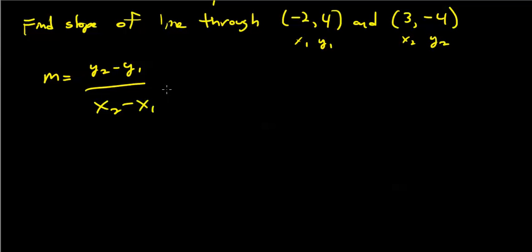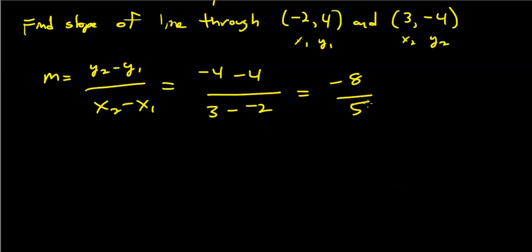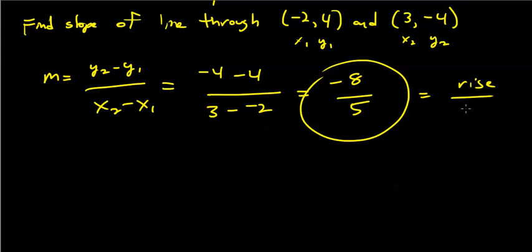So my slope is going to be y2 minus y1 over x2 minus x1. It's going to be minus 4 over 3 minus 2. Be careful of the signs here, and note subtraction is not commutative, so you end up with minus 8 over positive 5. That means my ratio of rise to run in this line is minus 8 to 5.